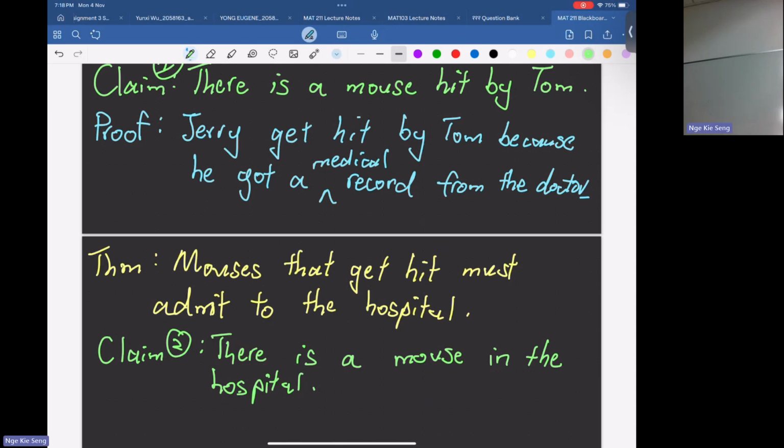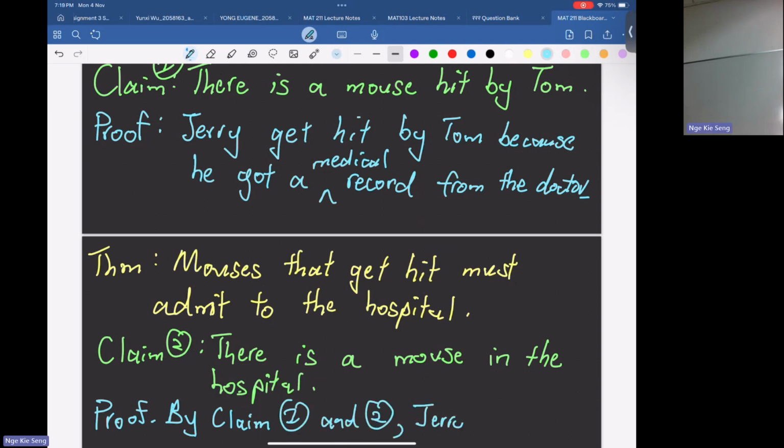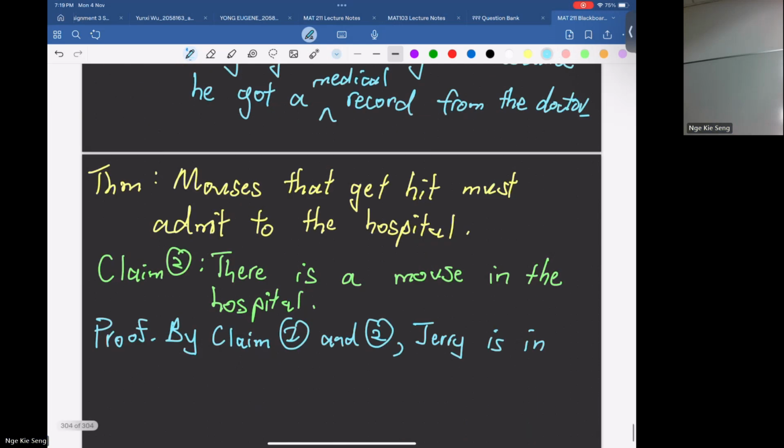By claim one, what happened? Jerry got hit. And then by the theorem, Jerry has to be admitted to the hospital. Claim one and the theorem give us that Jerry is in the hospital.